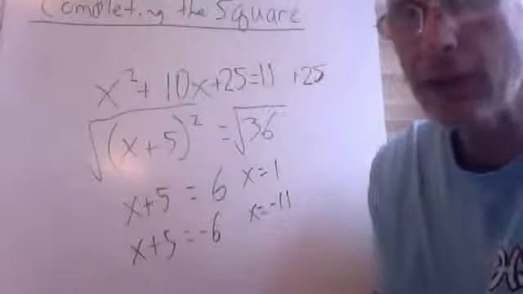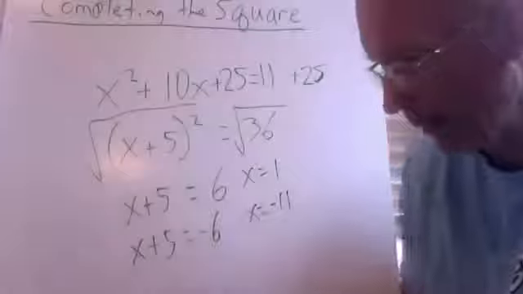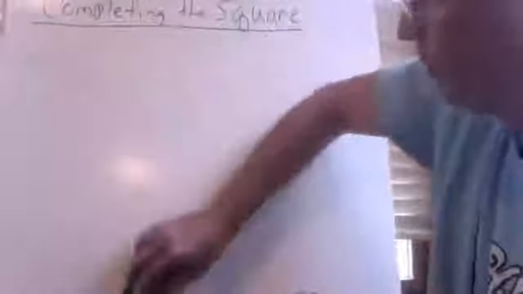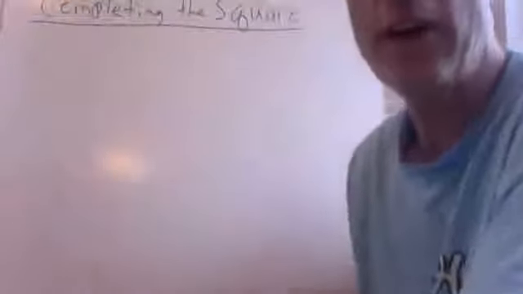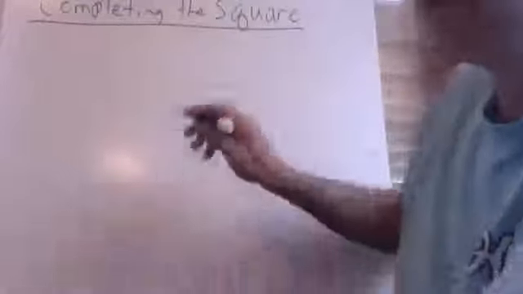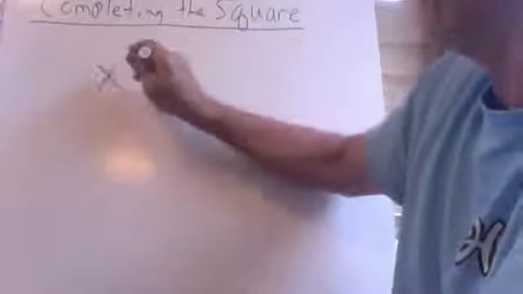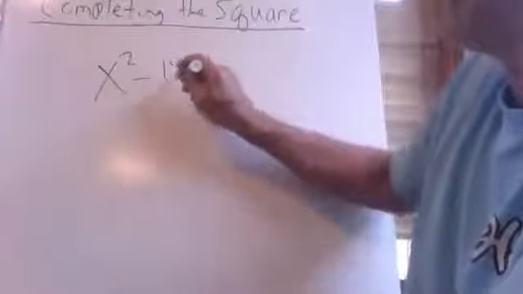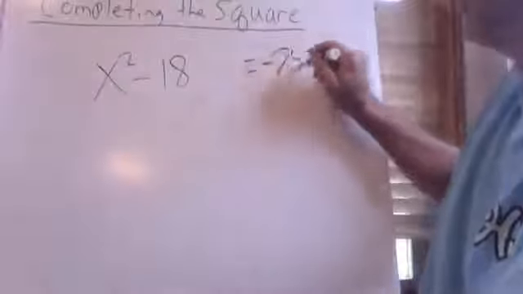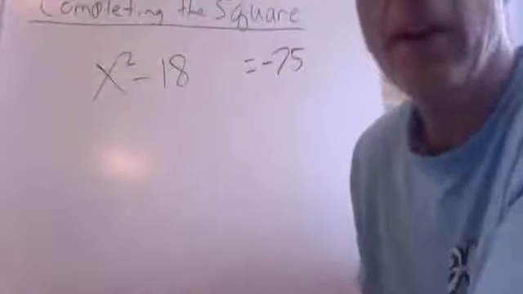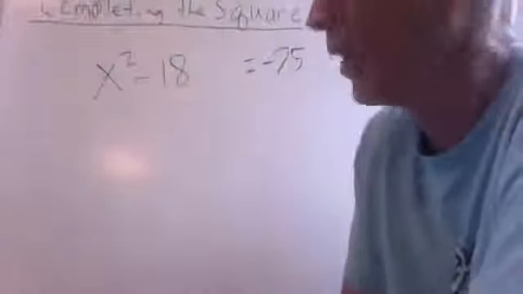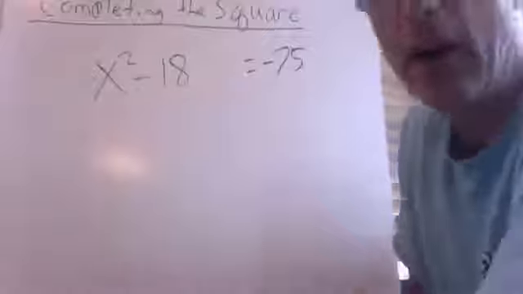I understand that's kind of a lot, so why don't we practice one, okay? Okay, so let's try a different one, just so you can practice. I'll try to get some good numbers this time. Let's do, I don't know, x squared minus 18 equals negative 75. Okay? You try it at home. Stop the tape and give it a shot. Okay, how'd you do? All right.